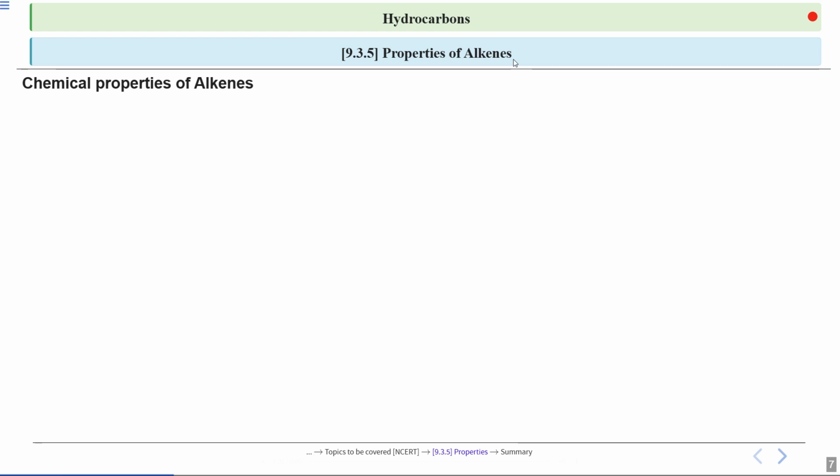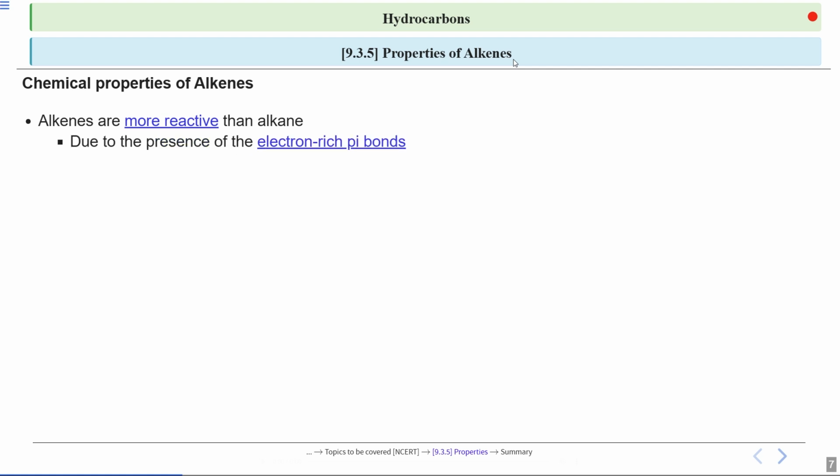Now we will move on to the chemical properties of alkenes. In comparison to the alkanes, alkenes are more reactive. Okay, so they are more vulnerable to reactions as compared to the alkanes. Why is it there? Because they have electron rich pi bonds, which increases their reactivity.